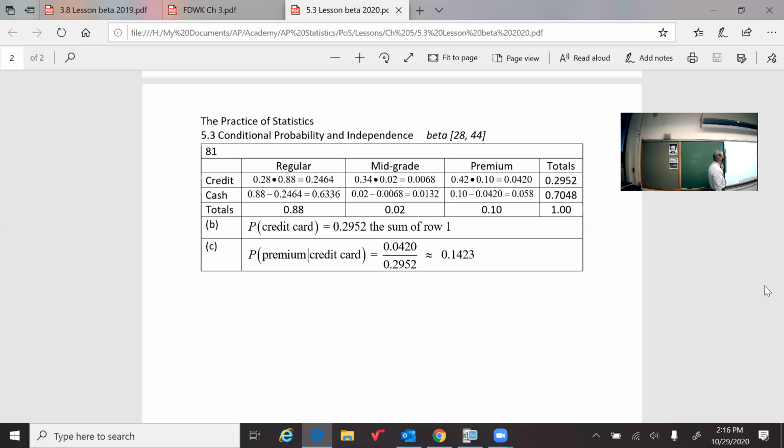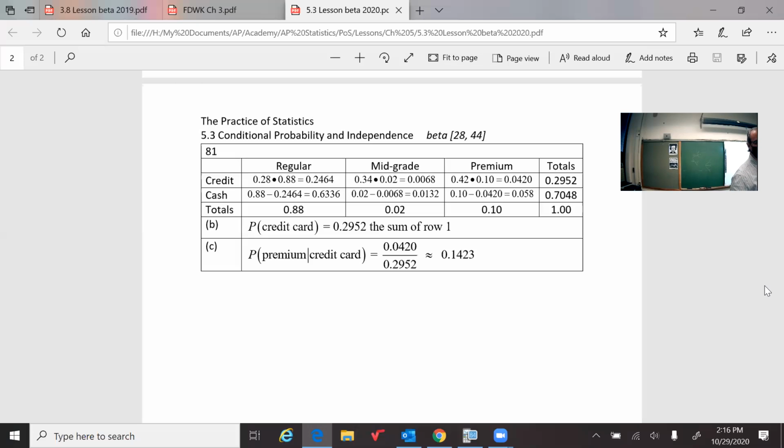What's the probability you picked premium gas given you pay with a credit card? So premium gas, ready? Given that you pay with a credit card. So here's premium, there's the credit card. You've got this cell, conditional probability, it's not over 1, it's over the sum of the credit card row. It's a little over 14%. Okay?